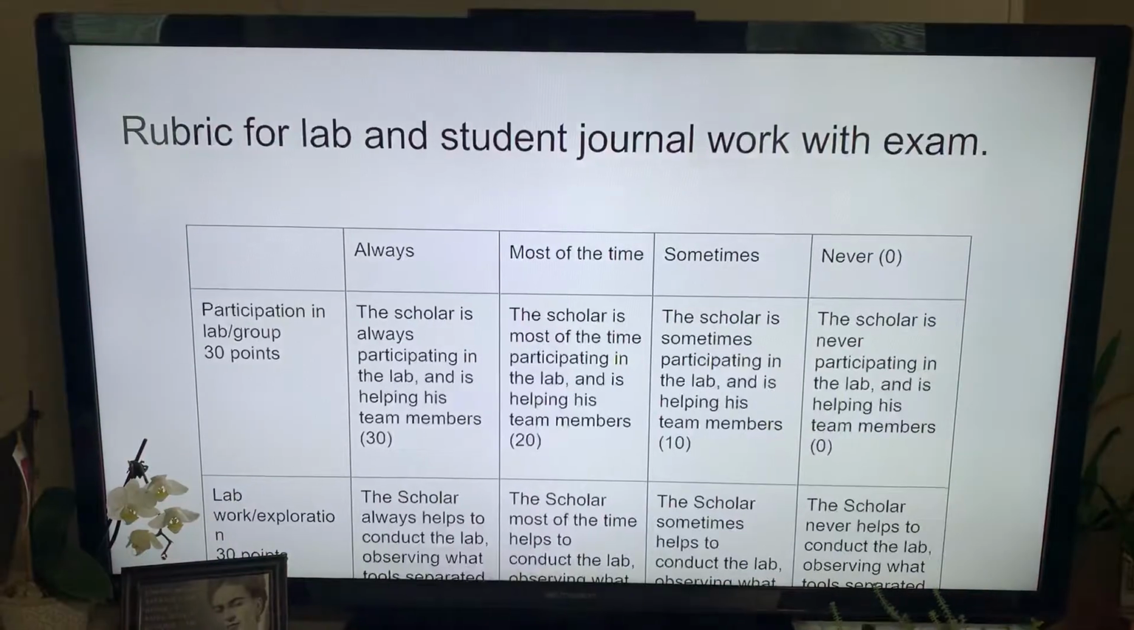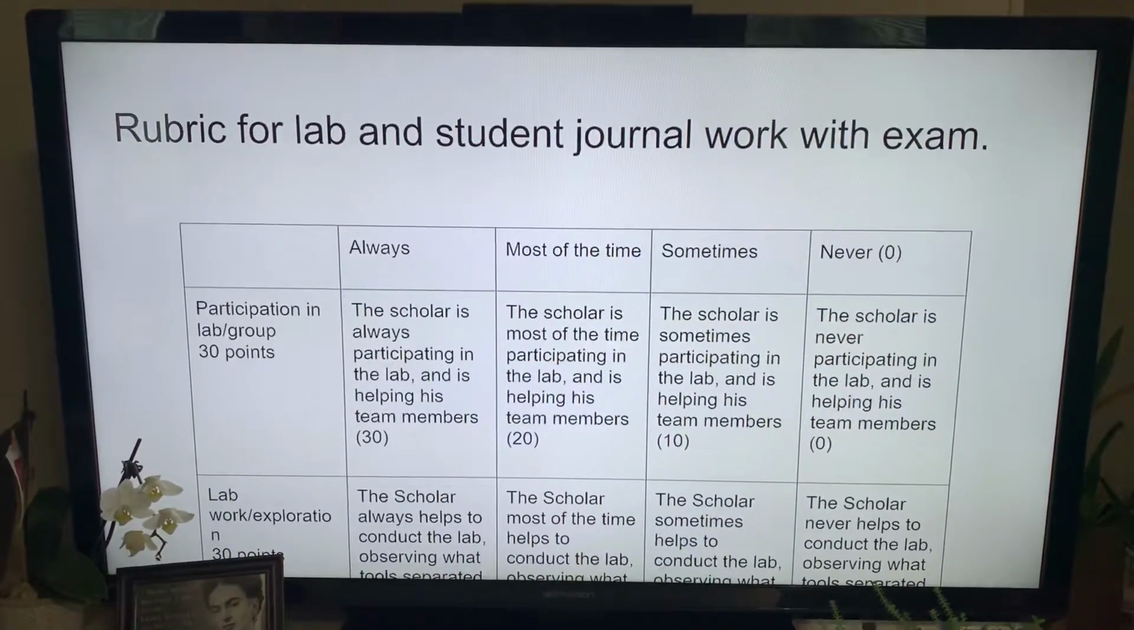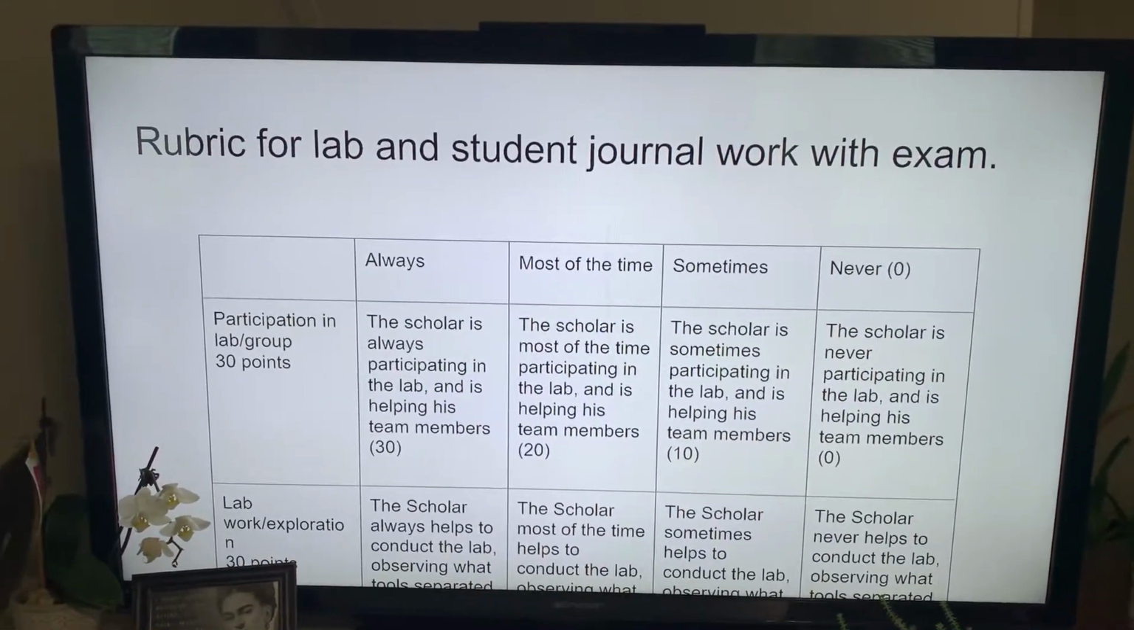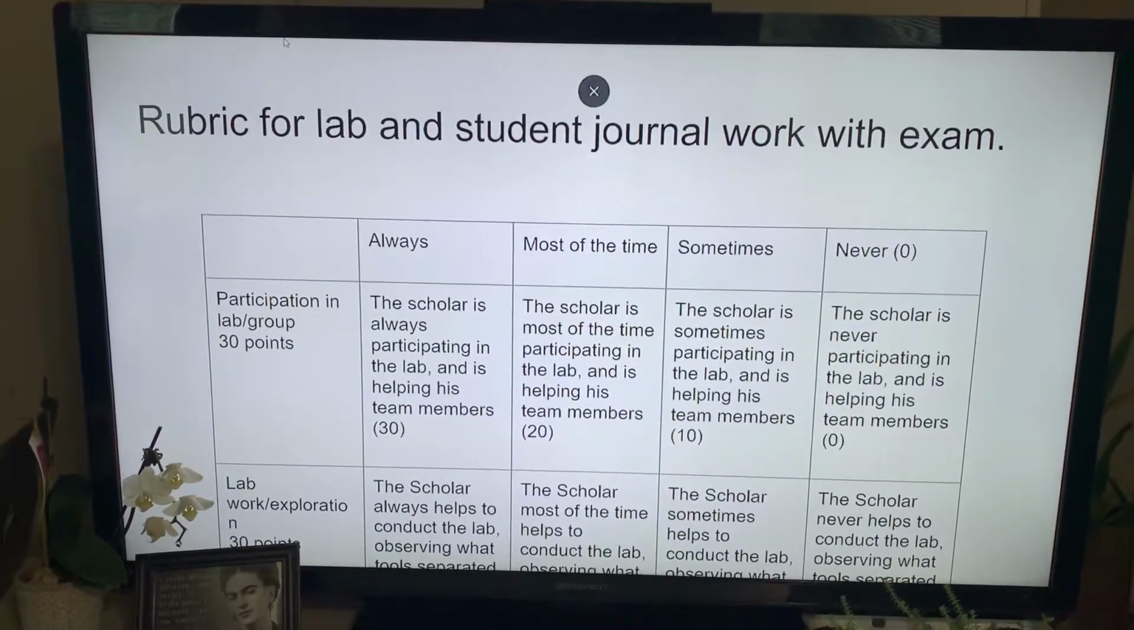Here's my rubric for this. It's kind of big, but it kind of fits all the way in there. It's too big.